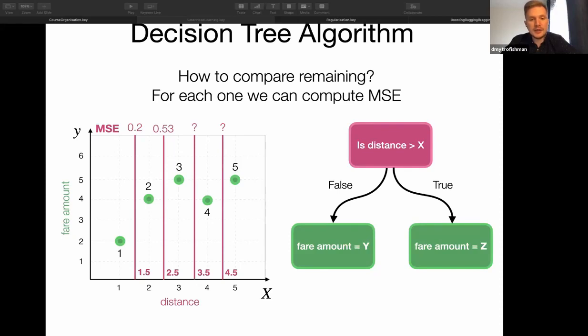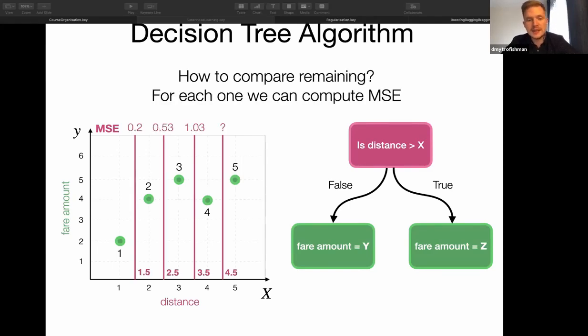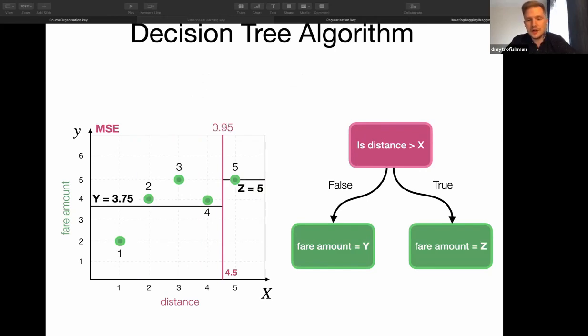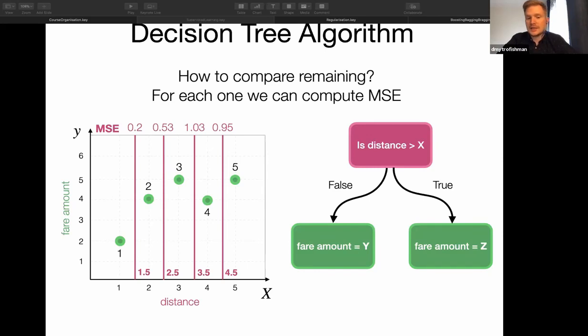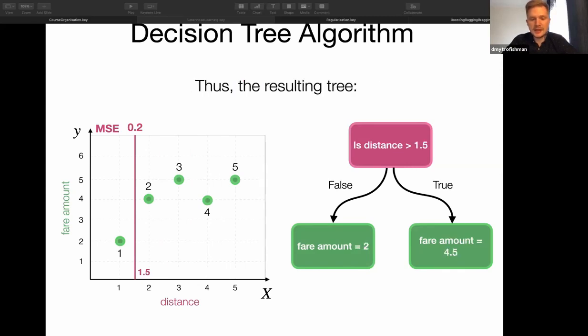Then we look at the other split here, and we calculate the split. In this case, we would have to predict $3.6 for one side and $4.5 on the other side. It would be 1.03 MSE, and the last one would be about 0.95, right? Obviously we take the one that has the smallest MSE, and we split based on this MSE, and then we predict. For the distances that are less than 1.5 kilometers, we predict $2 price. For the distances that are over 1.5 kilometers, we predict $4.5 price. Okay.